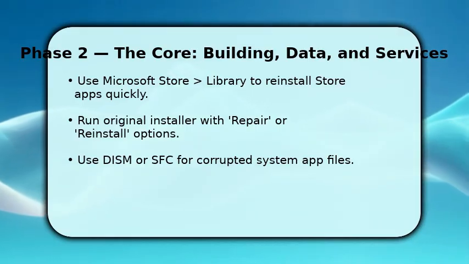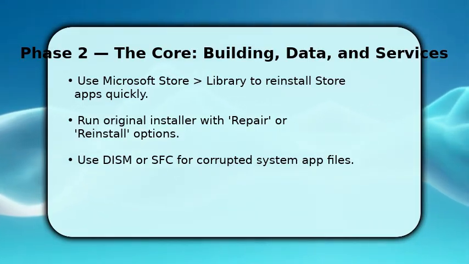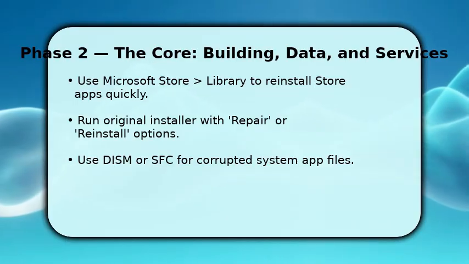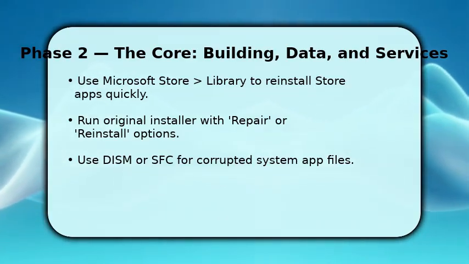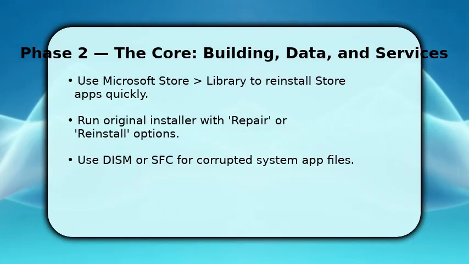For system and built-in app corruption, run sfc /scannow and DISM restore health from an elevated prompt. These repair underlying Windows components. Make sure to reboot after each major change, so dependencies settle.